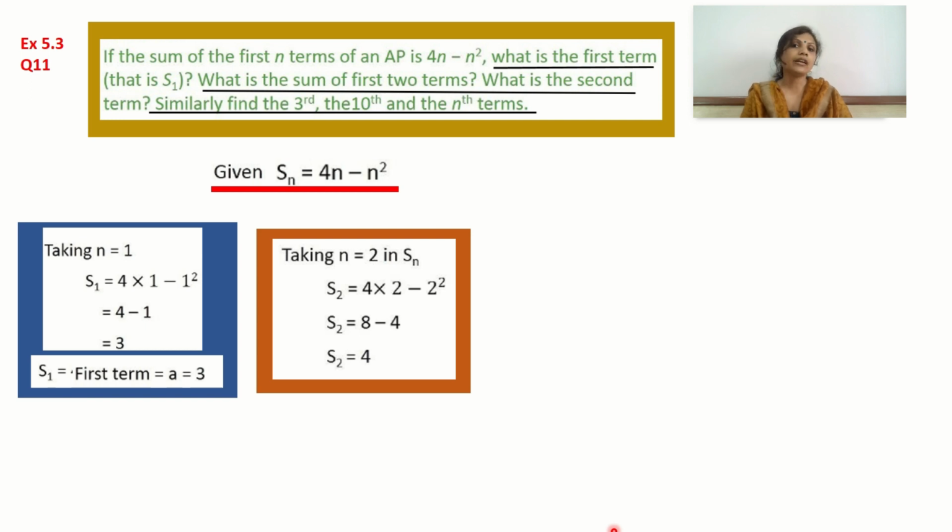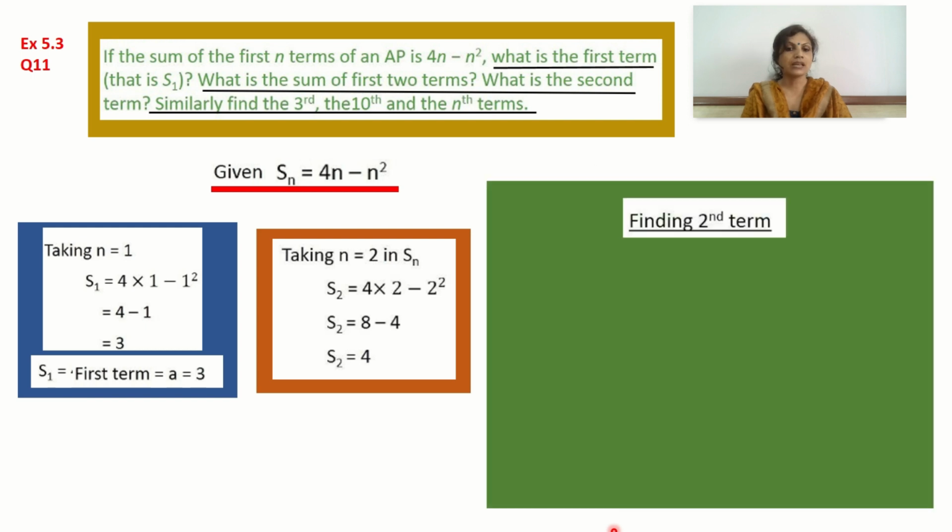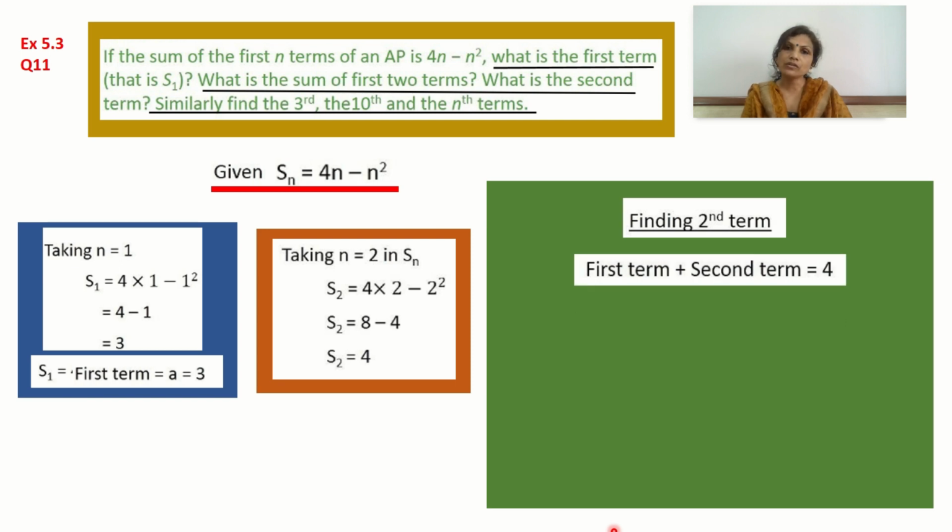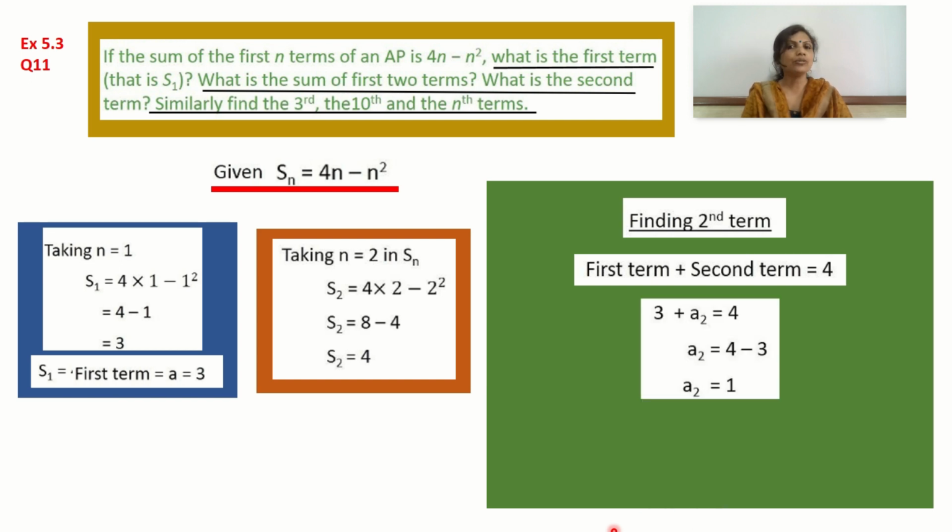But we have to find out the second term. First term is 3. Sum of first two terms is 4. How will you find out the second term? To find it, I'll write like this: first term plus second term is equal to the sum of first two terms, which we got as 4. Now the first term is 3, we have calculated. You don't know the second term. So 3 plus A2 is equal to 4. If you solve it, you get the second term is equal to 1. So the second part of the sum is also done.